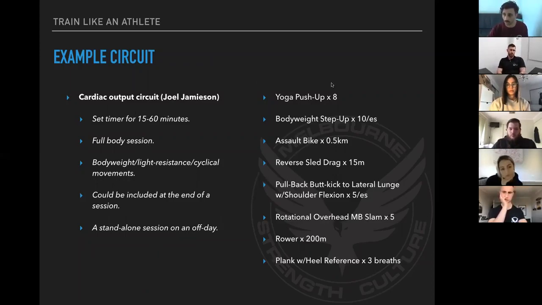Yoga push-up, body weight step up, assault bike, sled drag, pull back, butt kick, or lateral lunge, so a bit of frontal plane work. Shoulder flexion, great for shoulders. Rotational overhead med ball slam, so a bit of transverse plane rotational work. Rower, if you have access to it, it's good to get the heart rate up a little bit. And a plank, so we're biasing flexion, really good position.